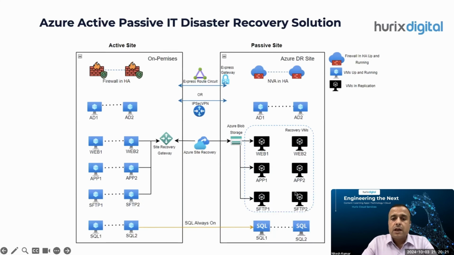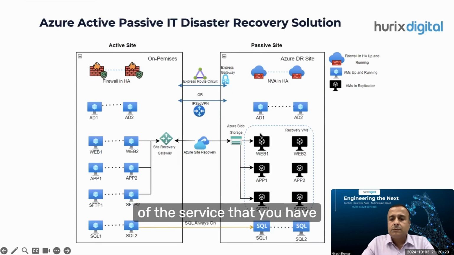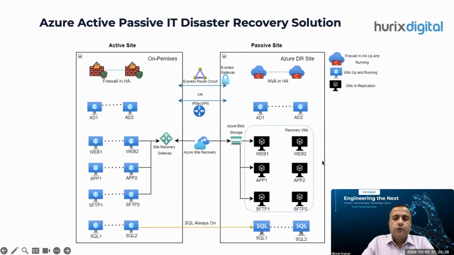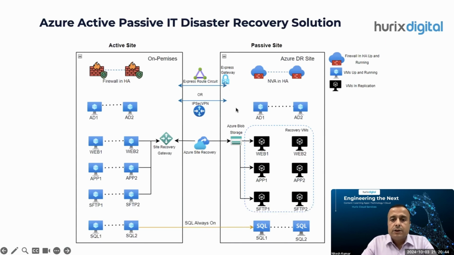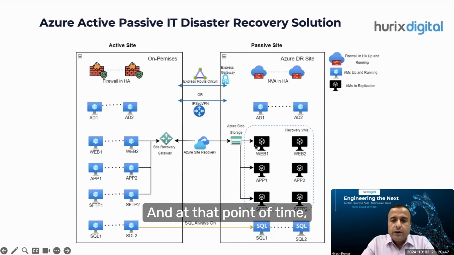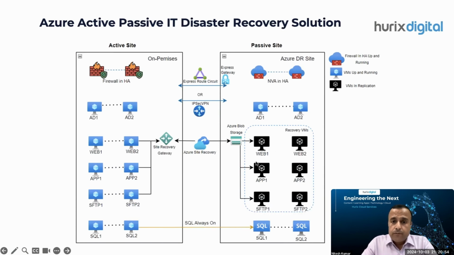But all your web servers, application servers, and the rest of the servers that you have as part of your application pool are not supposed to be running all the time. They will be getting replicated in real time. And whenever there is an outage at your primary site, that is on premise, you just need to fail over those services to your secondary site or disaster recovery site on cloud. And at that point of time, all these services that you see over here in black color will be started and they will start running.